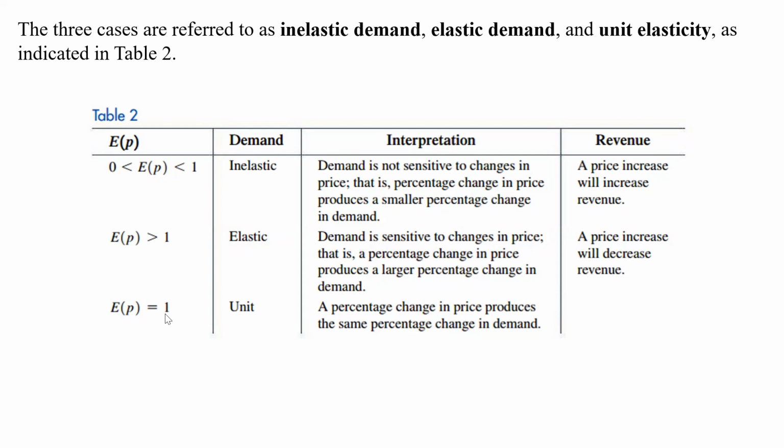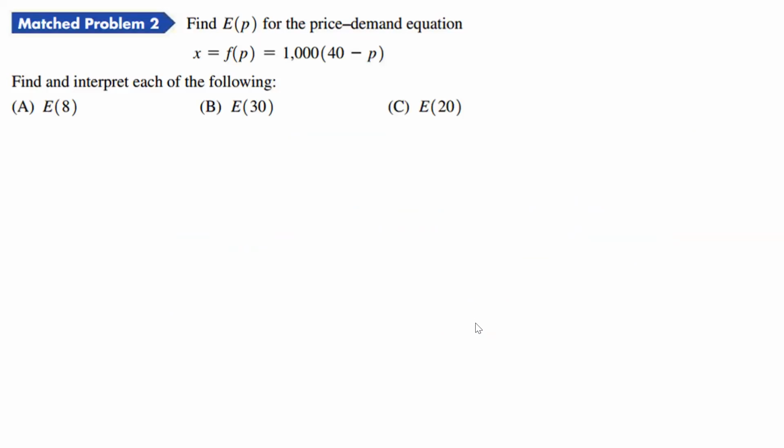Now at 1, that's kind of like the peak. Our E of P is 1, so a percent change in price produces the same percent change in demand. That's kind of a one-to-one. So let's look at that in an example, and see how we do the calculations.